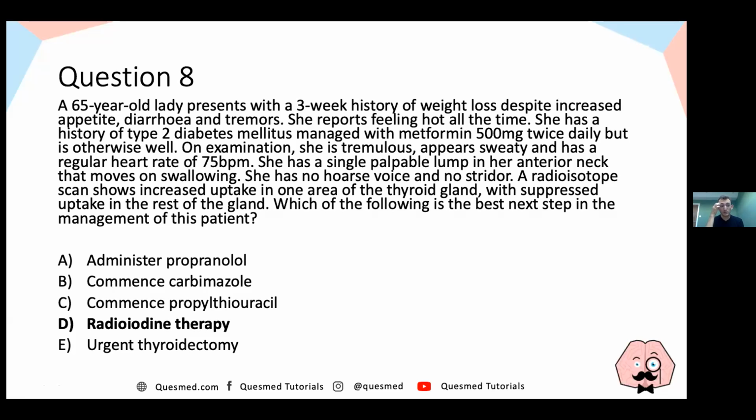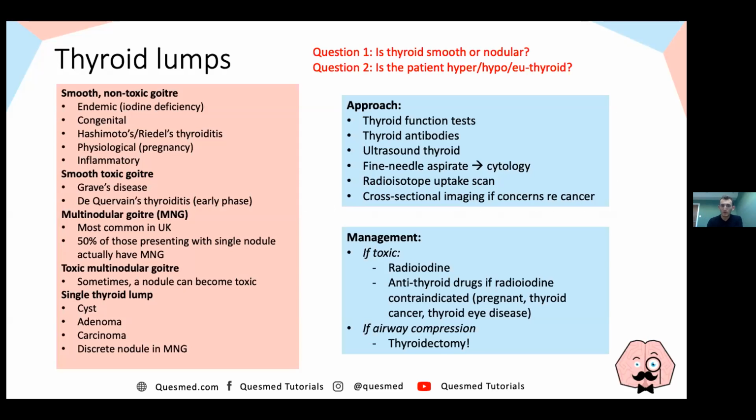In terms of the different options, propranolol probably isn't going to help because her heart rate is fairly unremarkable. She is tremulous, so it might help with that, but the heart rate is normal. So we need to be careful with beta blockers, given the heart rate. Carbimazole and propylthiouracil are good shouts. They're reasonable suggestions, but the first line option in a patient like this, where they have really increased uptake in one area of the thyroid gland, is radioiodine therapy. And I'll go through that in a second.